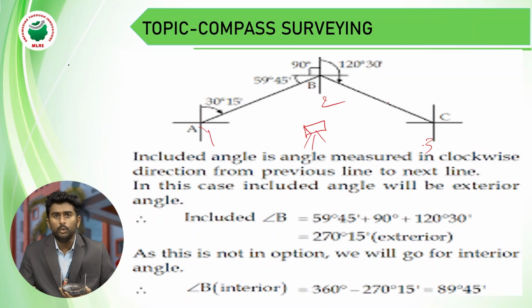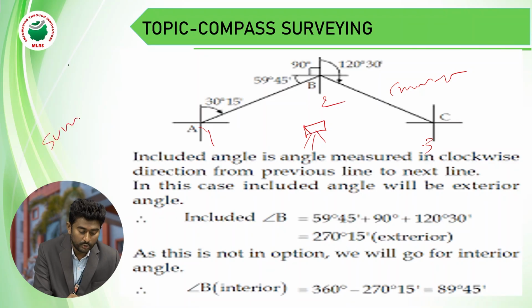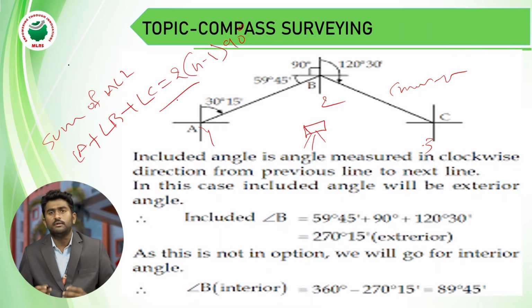Automatically find out the included angle of the compass. So what is the cross check formula of included angle? Sum of all included angles equals (2n minus 1) into 90 degrees. This is the cross check formula of the included angles in the prismatic compass.